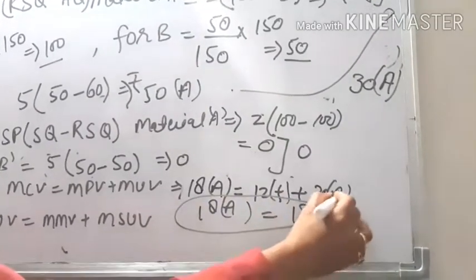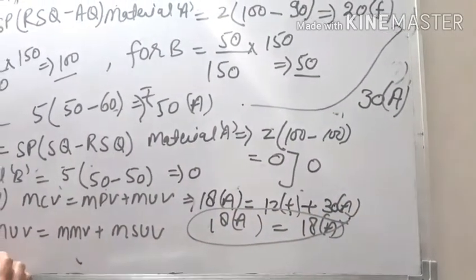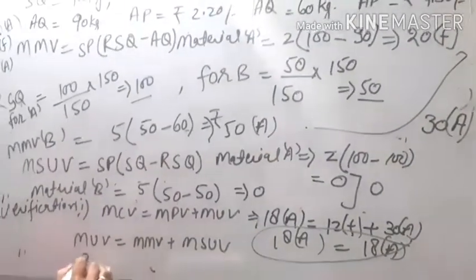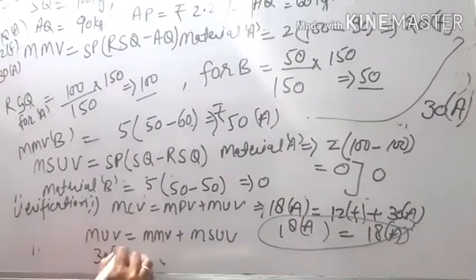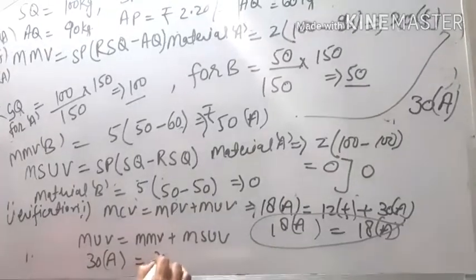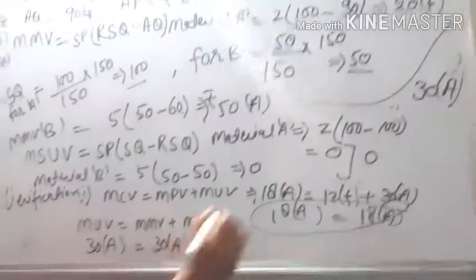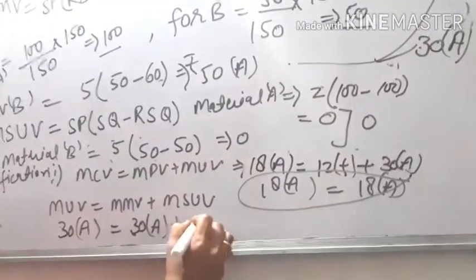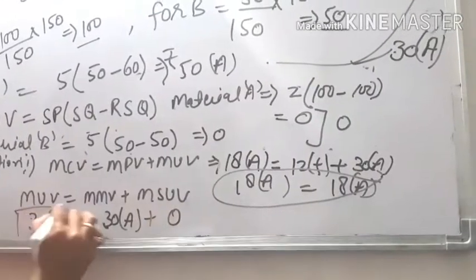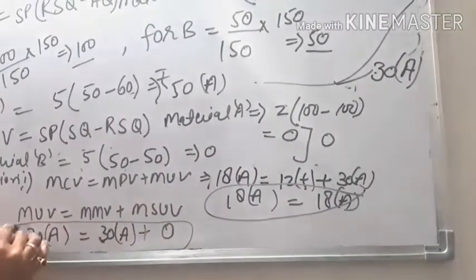This equation is correct. Now we will put in this equation MUV 30 adversible equal to material mix variance 30 adversible, and MSUV 0. So this equation is again correct. So our answers are correct.